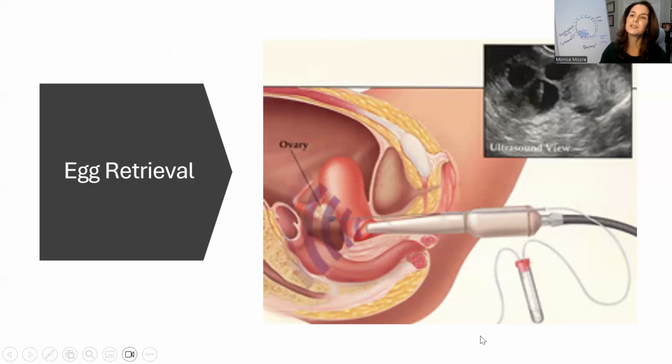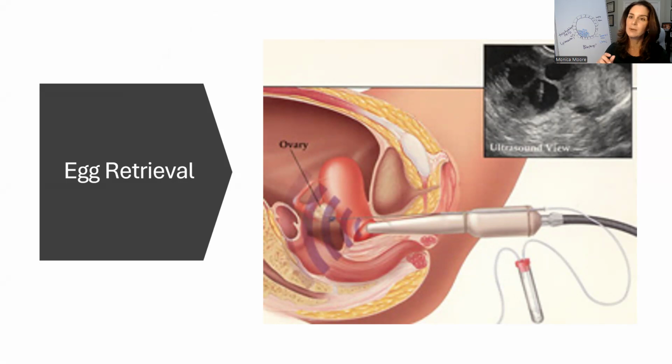So we start with an egg retrieval in order to be able to obtain blastocysts, which is the cell stage at which an embryo implants. We need to start with eggs. And we give you stimulating medications, as I'm sure many of you are aware. And we want to make as many eggs as possible that cycle.